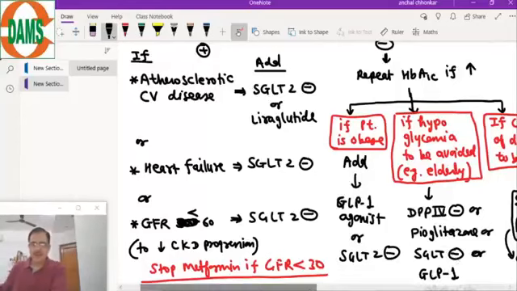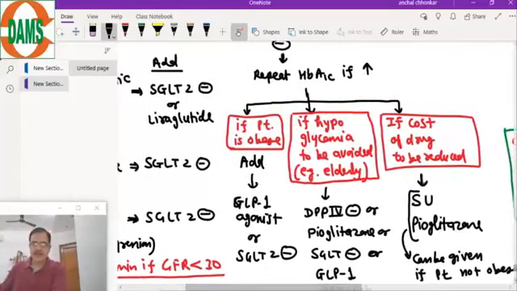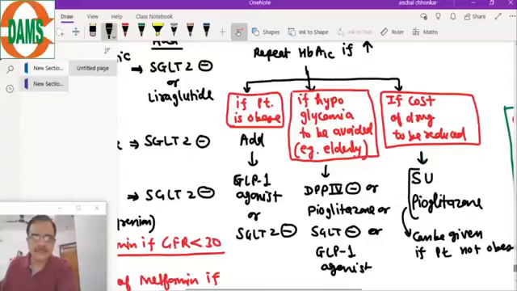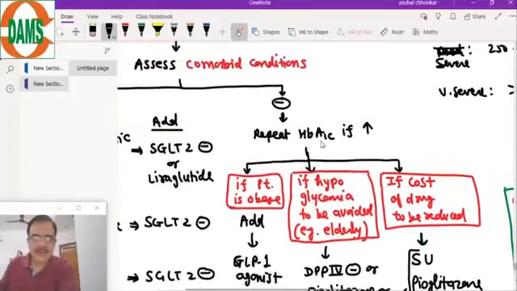While if these comorbid conditions are not present and HbA1c is still high, then depending on the patient profile, we will add other agents. If HbA1c is normalized, then we will not go to the further steps. We will continue with the above drug, and maybe we can reduce the drug as well. So if HbA1c is high, then we have to add, but if HbA1c is normal, then we don't have to add any medications.